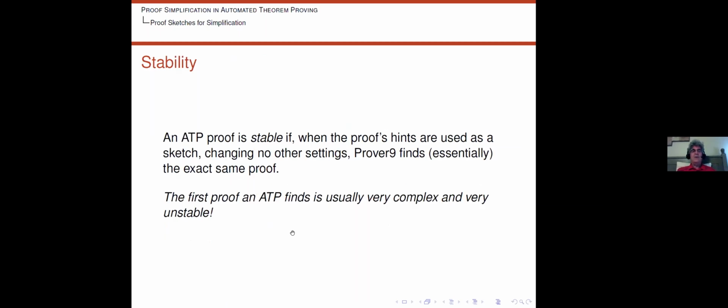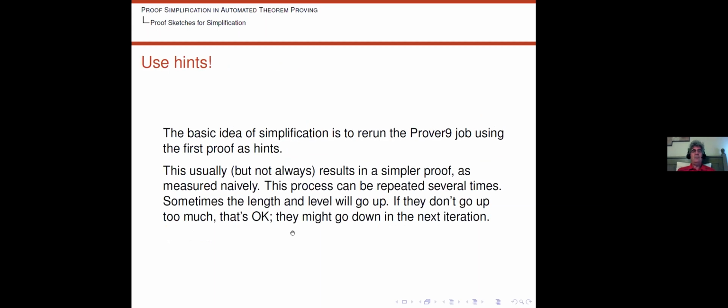Now, an automated theorem prover's proof is called stable if, when the hints are used as a sketch, Prover9 finds essentially the exact same proof. But the first proof an ATP finds is usually very complex and very unstable. Paolo basically mentioned this in his talk. This is what happens with the very first proof that pops up. So the idea behind simplification is to rerun the same Prover9 job, but use hints. There are exceptions, but this almost always results in a much simpler proof, where you have to decide what you mean by a measure of simplicity.